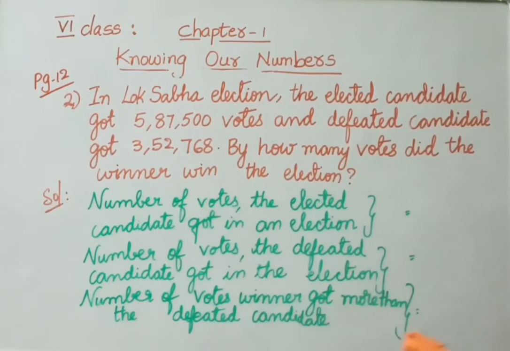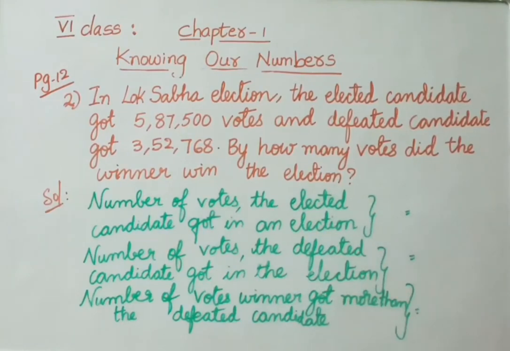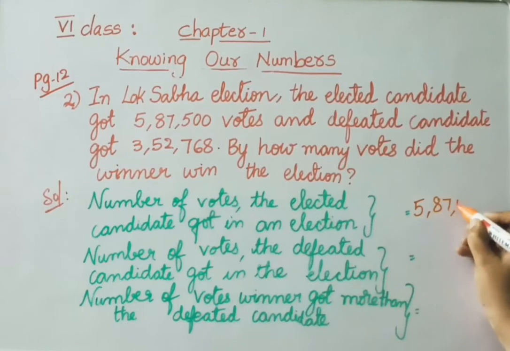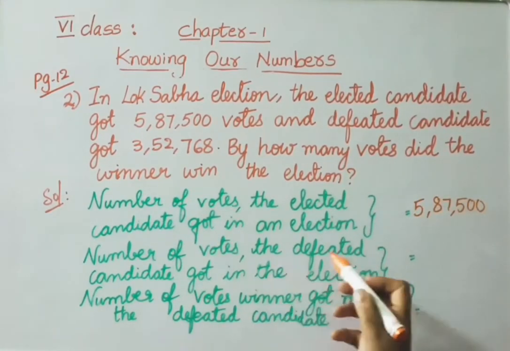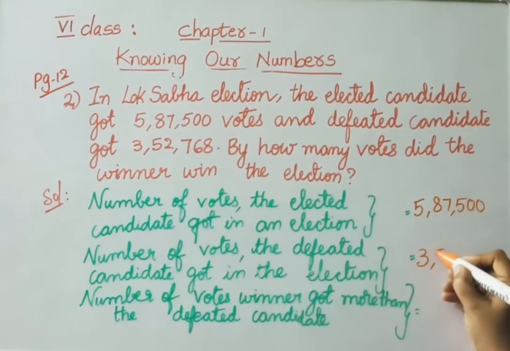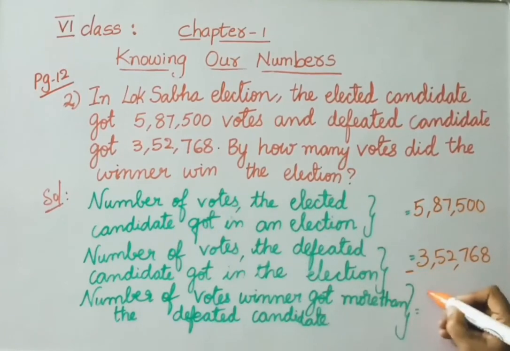So write down, come to the solution. Number of votes the elected candidate got in an election, that is 5,87,500. Now number of votes the defeated candidate got in the election, that is 3,52,768. Now what we have to do? Number of votes winner got more than the defeated candidate. Now we need to do the subtraction.